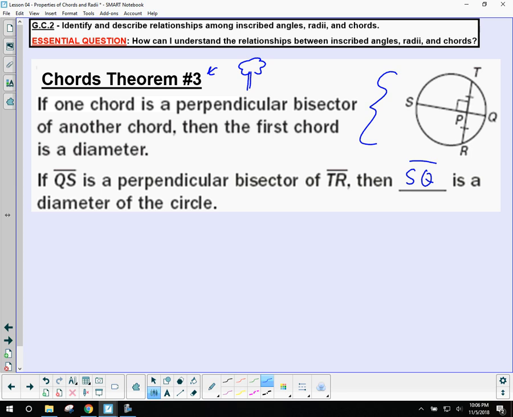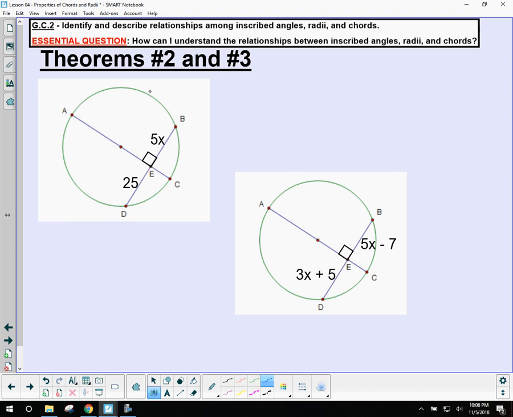So, playing with the idea of theorems 2 and 3. If this is 25, this is perpendicular, that's a diameter, these two should be equal. So 25 equals 5x, so 5 should equal x. Same thing down here, perpendicular, bisecting, 5x minus 7 should equal 3x plus 5.